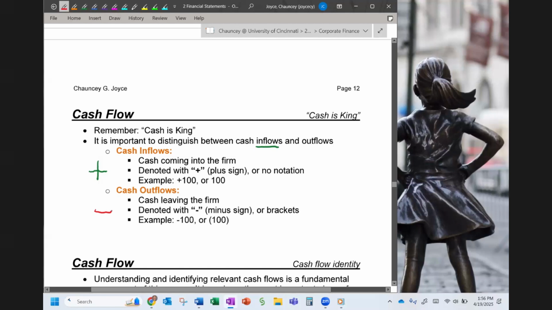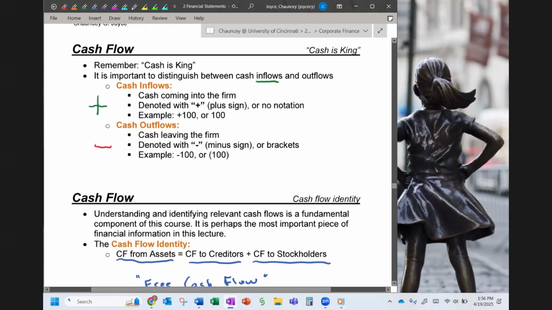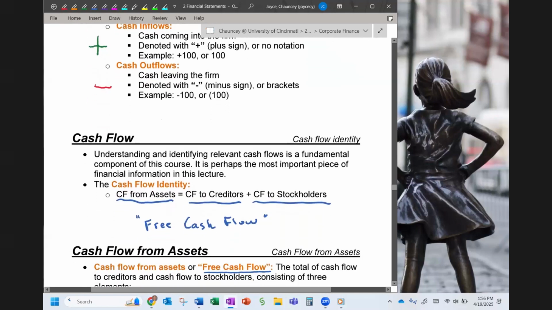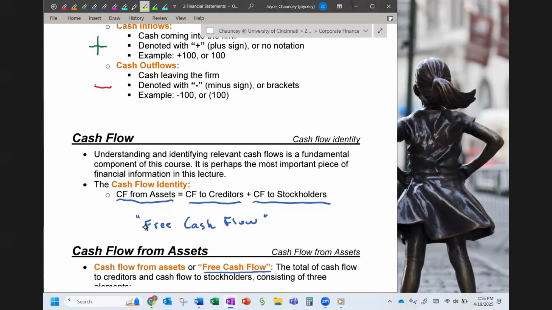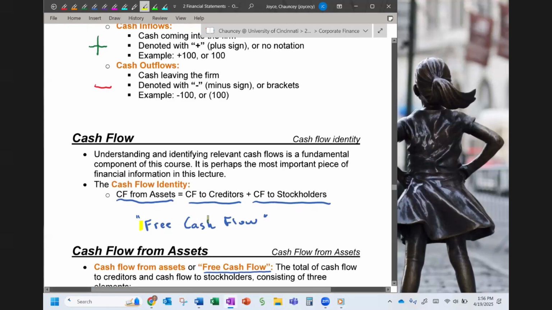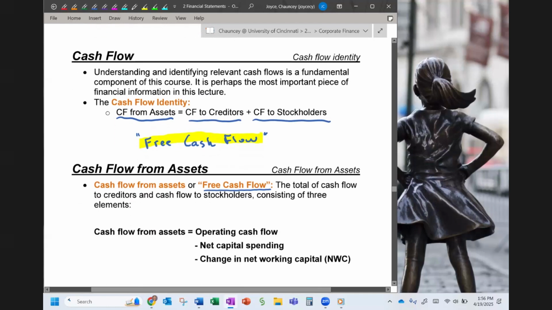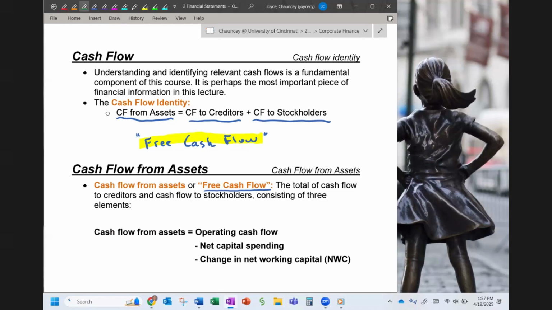Here's our cash flow identity. Sometimes you'll hear this called free cash flow. In practice, I think you hear free cash flow a lot more than you hear cash flow from assets, but your cash flow from assets can either go to cash flow to creditors or cash flow to stockholders. So just remember your balance sheet identity, that assets equals liabilities and owner's equity. Now we're just reapplying the cash flow principle, saying the cash that's being brought in is either going to the creditor or to the owner. So it has that similarity there.